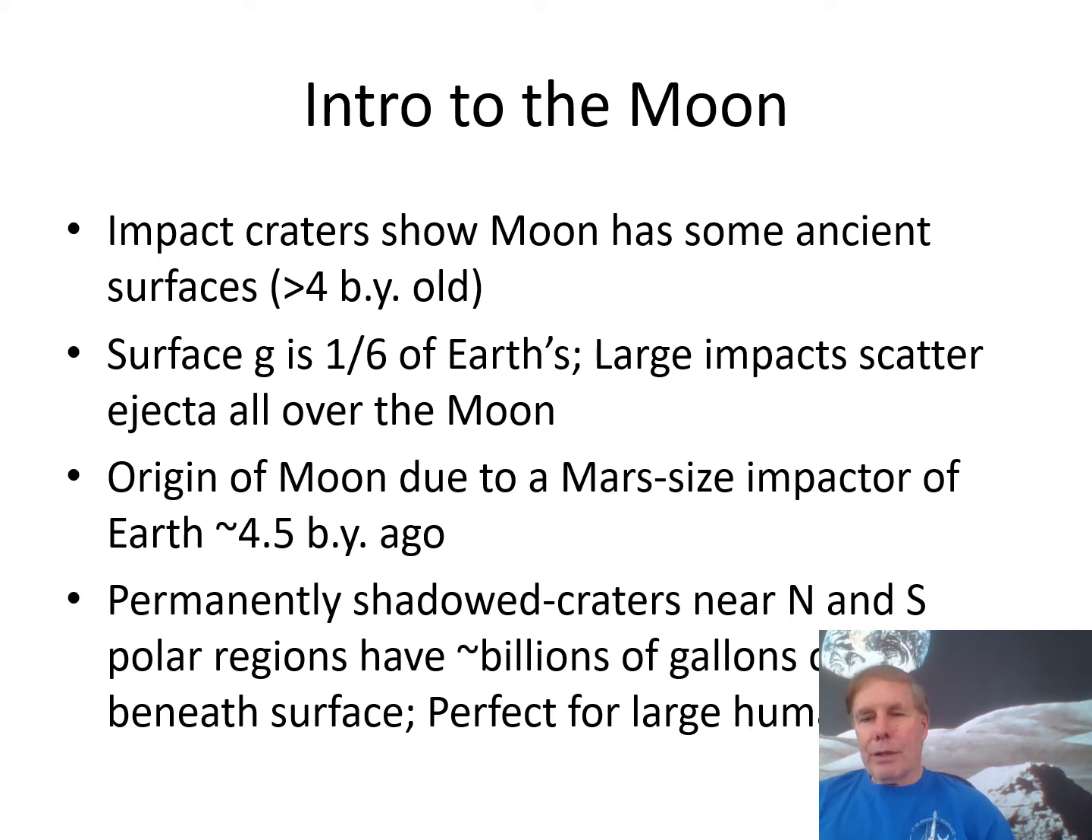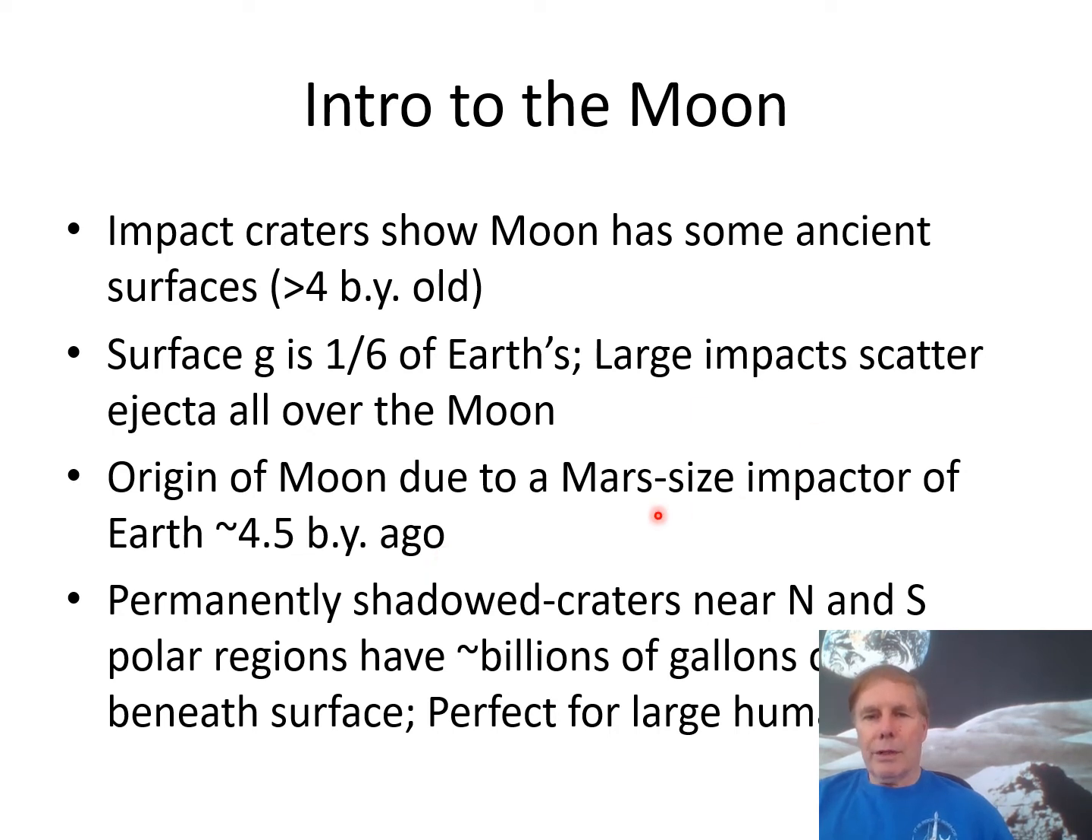That means you'd be able to jump 6 times as far on the moon as you can on the Earth. The other aspect of this, as I pointed out here, is that large impacts scatter ejecta all over the moon. Remember that large impacts throw out material? That's called ejecta. And because the gravity is so low, the bigger craters can throw things literally all over the moon.